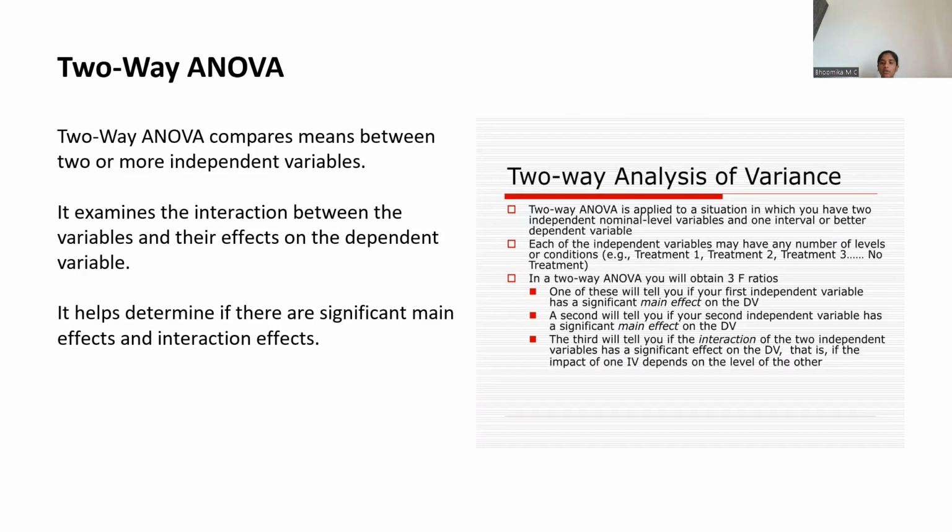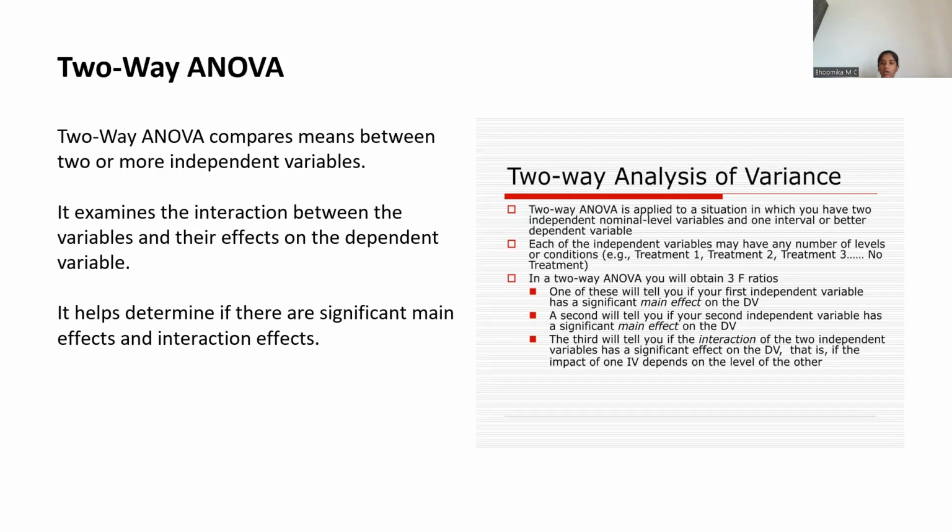Two-way ANOVA is applied to a situation in which you have two independent nominal level variables and one interval or better dependent variable. Each of the independent variables may have any number of levels or conditions. Example: treatment 1, 2, 3 or no treatment.